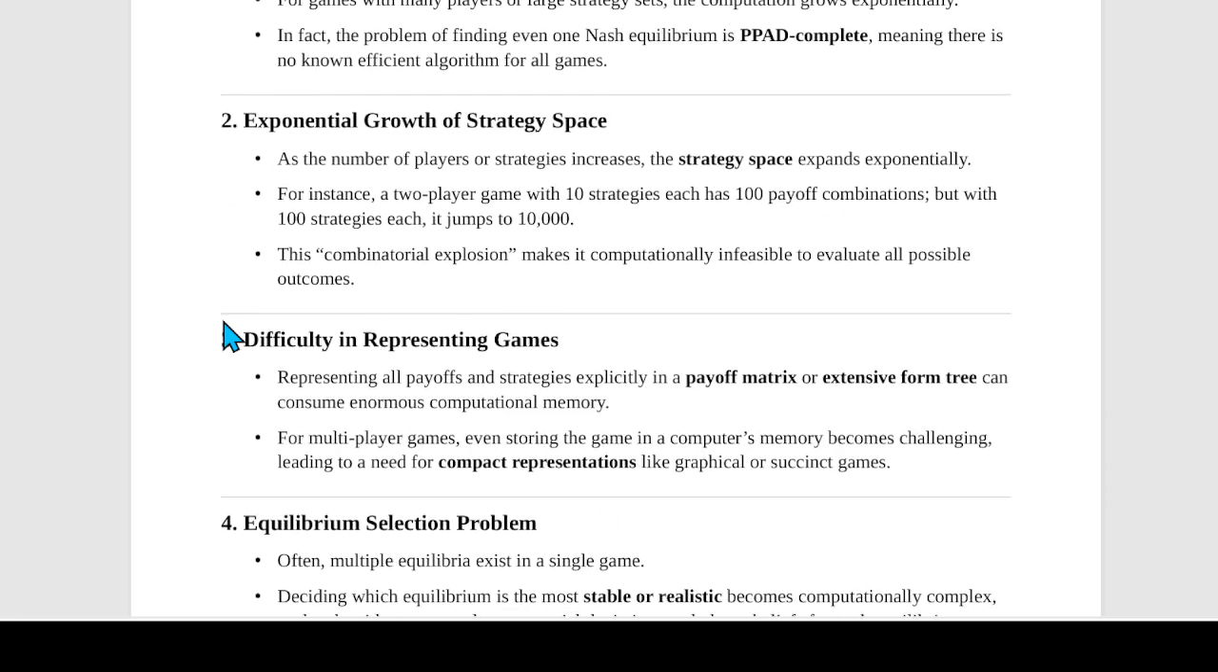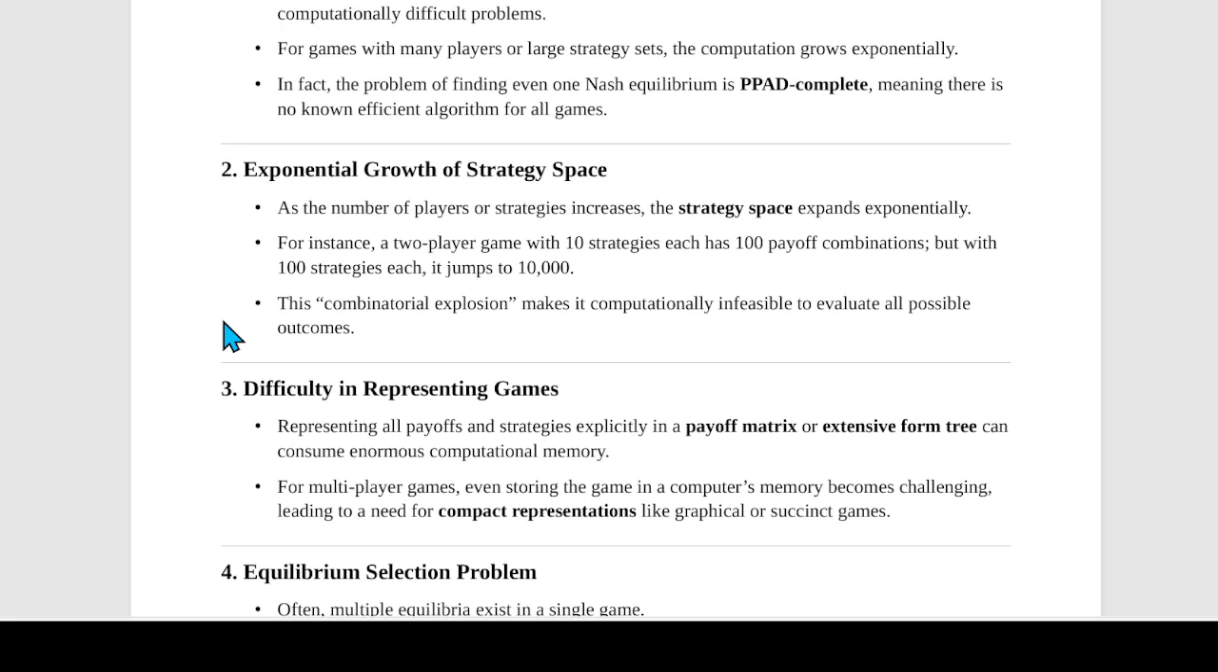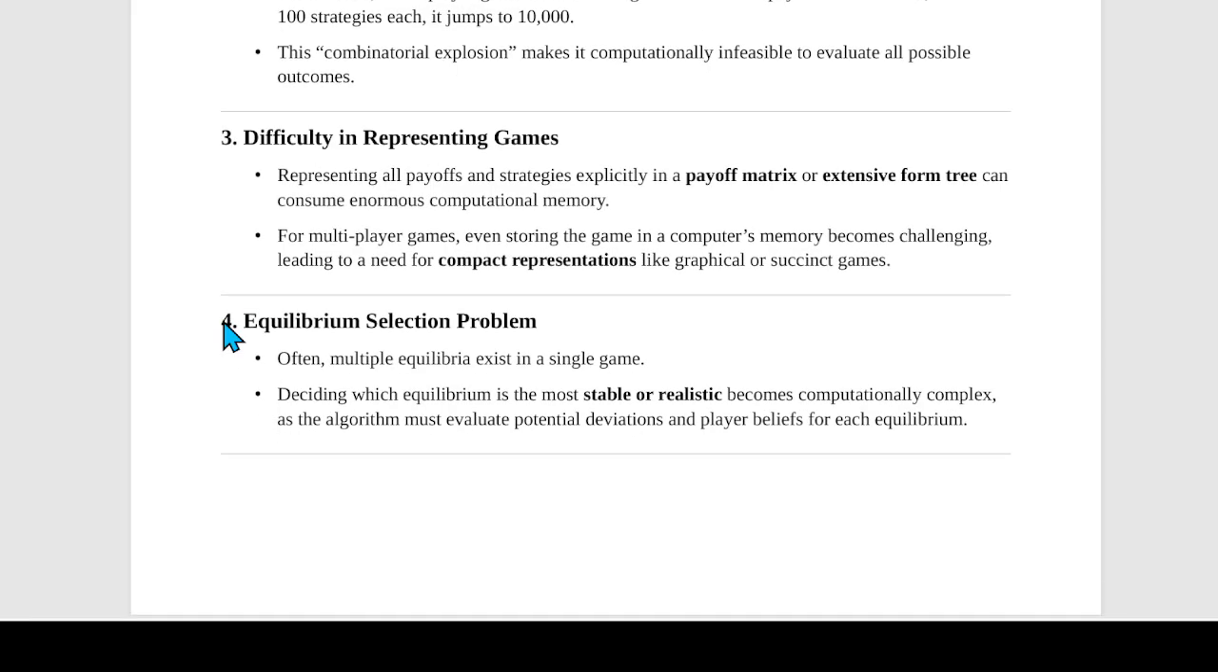Then we have exponential growth. A strategy space grows too fast. So more players will mean more possible outcomes. For example, if we have two players and 10 strategies, that will mean 100 outcomes. But if we have two players and 100 strategies, that will mean 10,000 outcomes. This rapid growth is called combinatorial explosion.